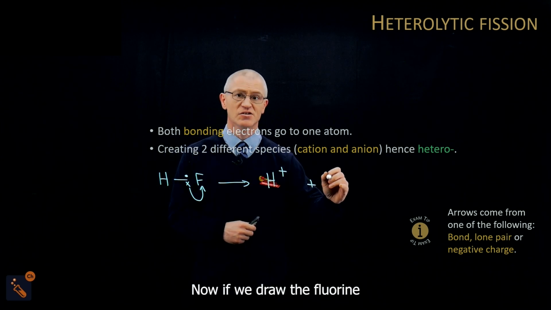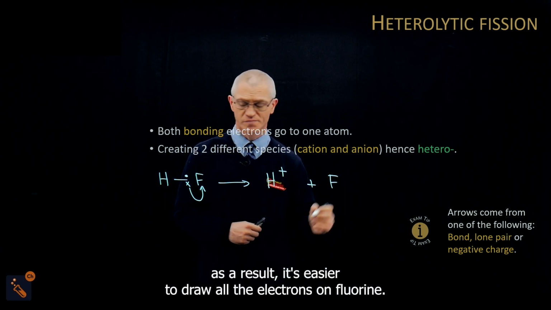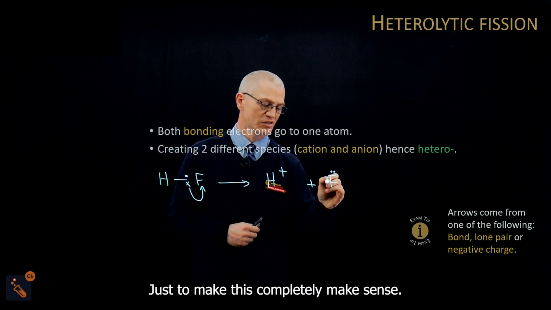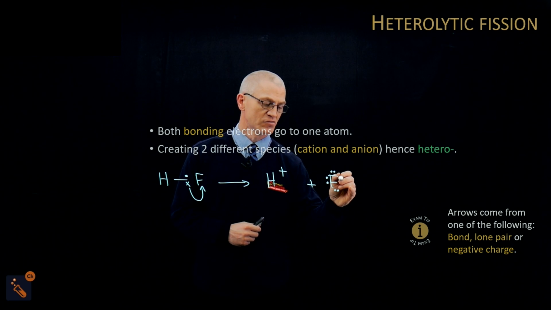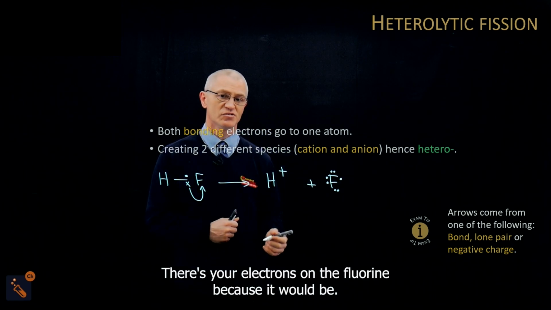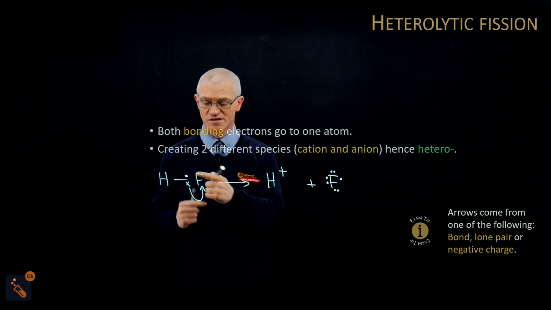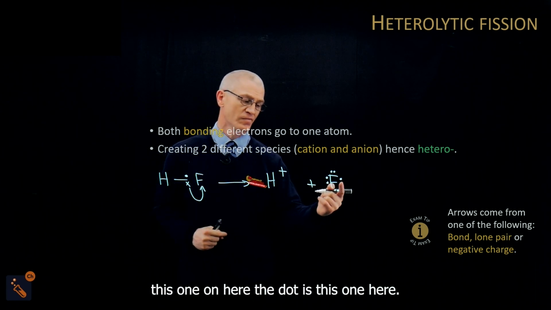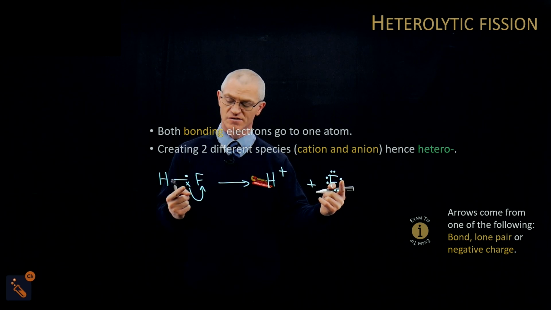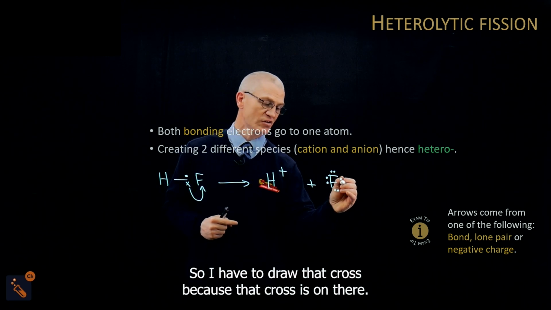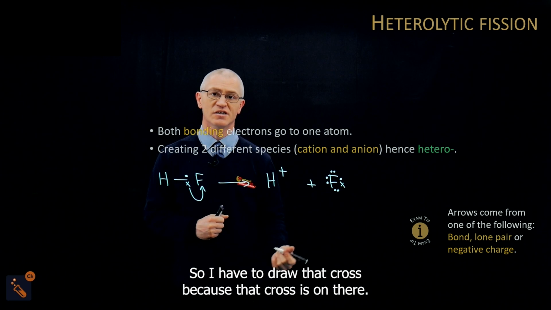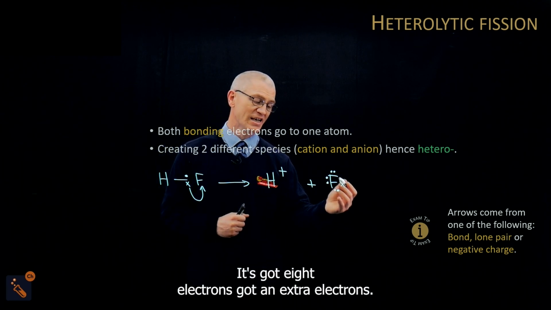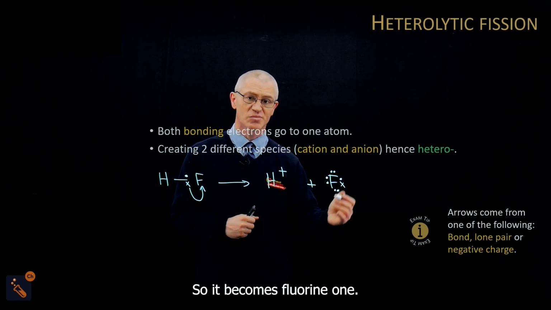Now if we draw the fluorine as a result, it's easier to draw all the electrons on fluorine just to make this completely make sense. There's your electrons on the fluorine, and that electron here, the dot, is this one here. Now I've moved both those electrons on, so I have to draw that cross because that cross is on there as well. That means fluorine normally has 7 electrons, it's got 8 electrons, an extra electron, so it becomes fluorine minus.